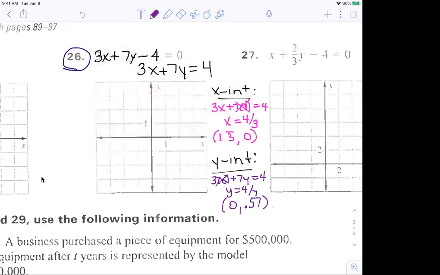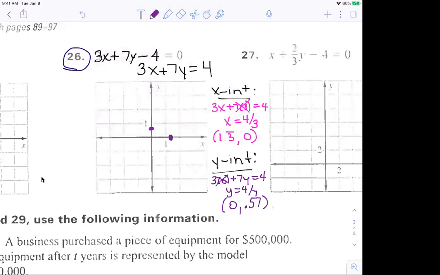0.57. All right, so when we go to graph this, the x-intercept is at 1.3. Again, you're approximating here. I'm going a little bit beyond 1. The y-intercept is at 0.57, a little bit more than a half. That's all you need to graph a line. You just need 2 points.